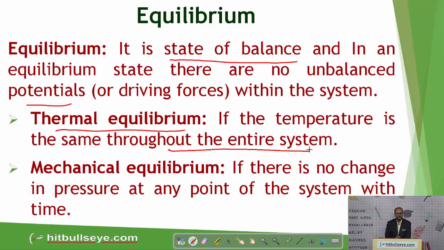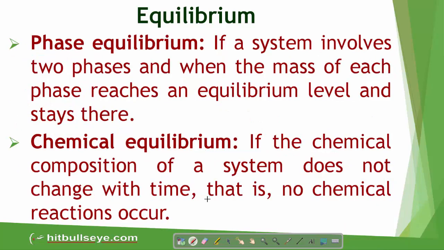Next is mechanical equilibrium. Mechanical equilibrium deals with pressure and force. If there is no change in pressure at any point of the system, it will be said to be in mechanical equilibrium. Next is phase equilibrium. If a system involves two phases and the mass of each phase reaches an equilibrium level and stays there. Last is chemical equilibrium.